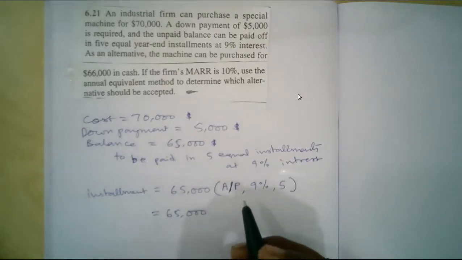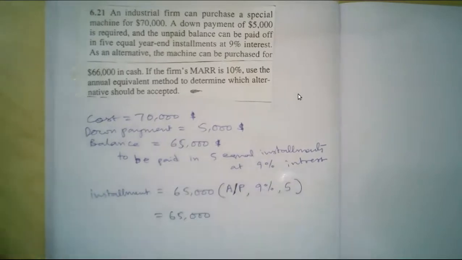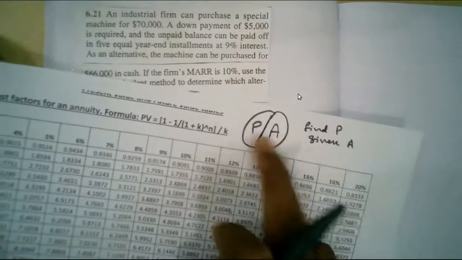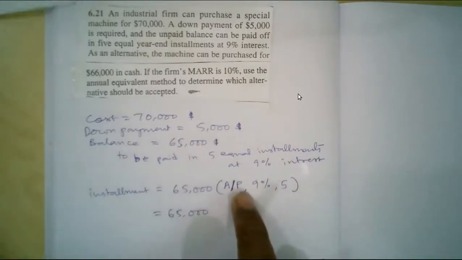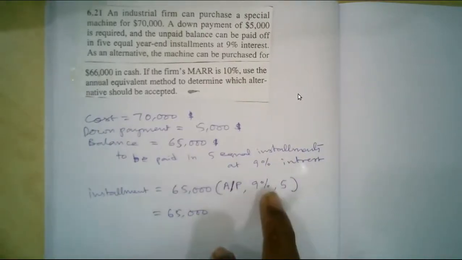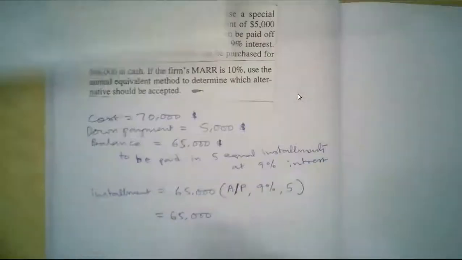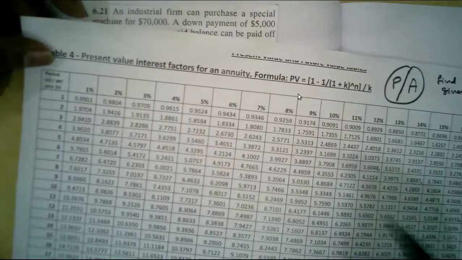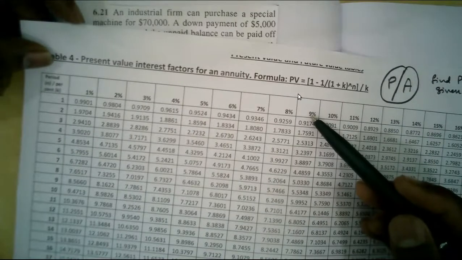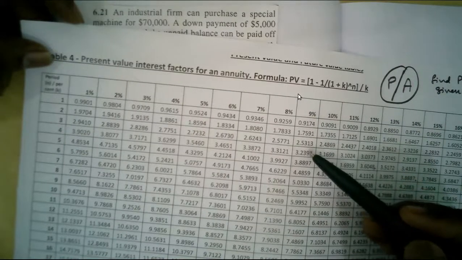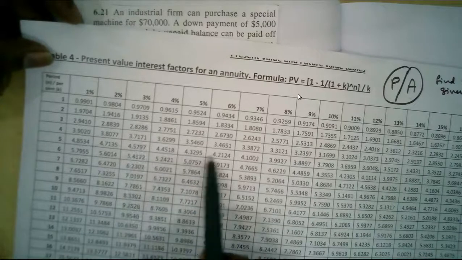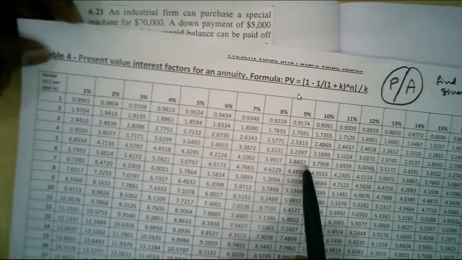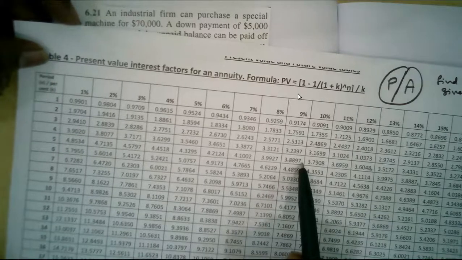Now A by P. I have to refer to my sheet for that. I have the sheet for P by A, but I need A by P. So instead of multiplying, I will simply divide. So I go for divide, and 9%, 5 years. Here you look at the 9% category and then go to the fifth row, that is 5 years. That is 3.8897 for 9%, 5 years.